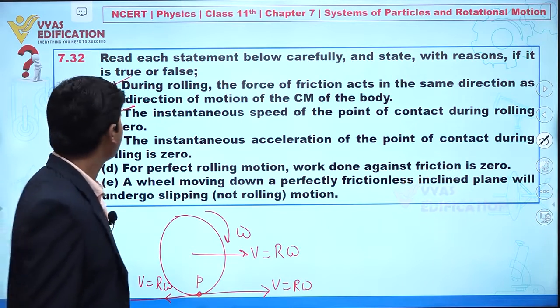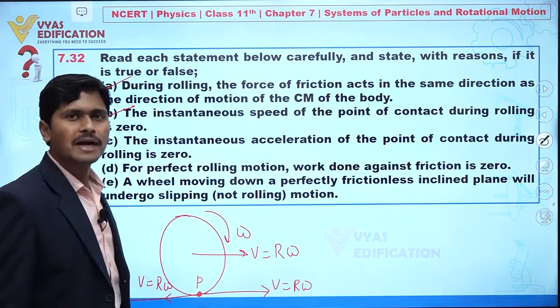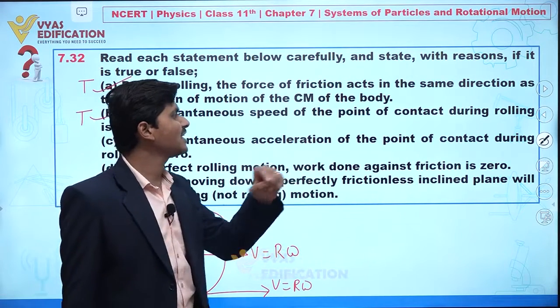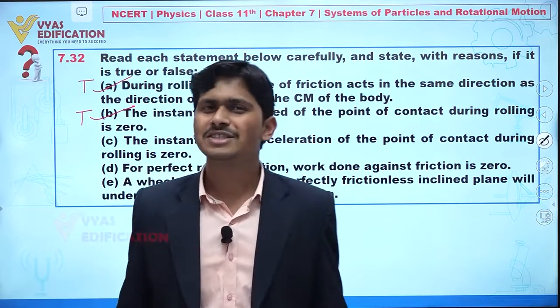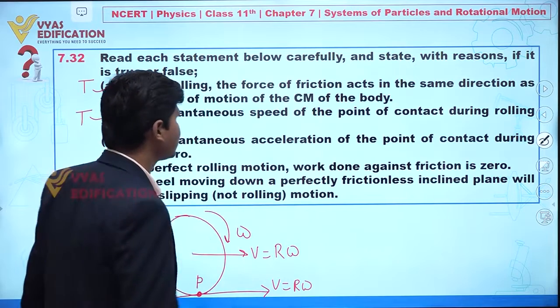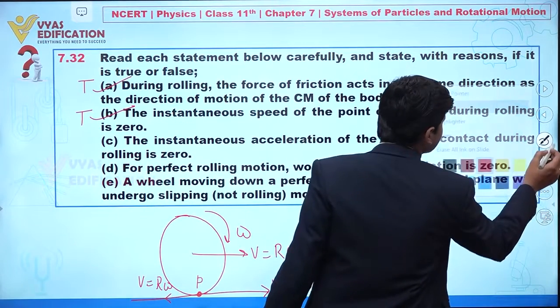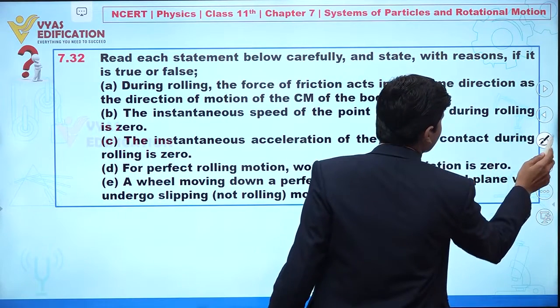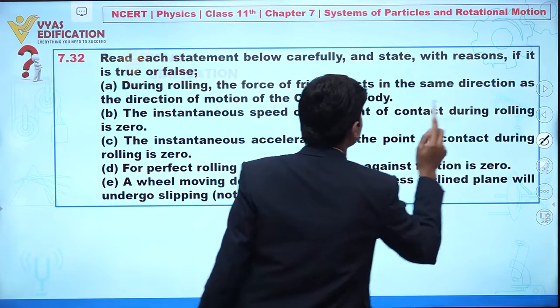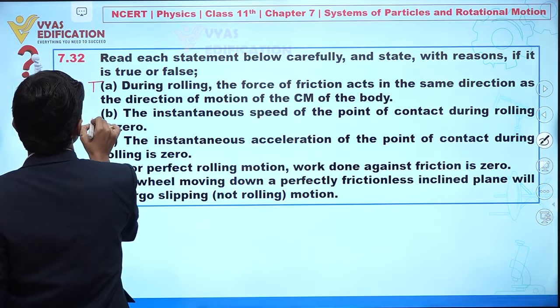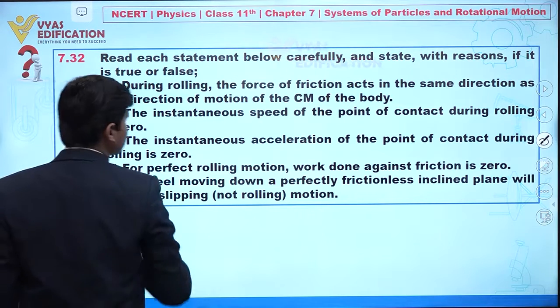Now it means we can say statement B is true. Clear? Now if I am talking about part C, the instantaneous acceleration of the point of contact during rolling is zero. This statement is false. Why is this statement false? Let us try to understand. So I can say statement A is true, statement B is true, and this one is false.